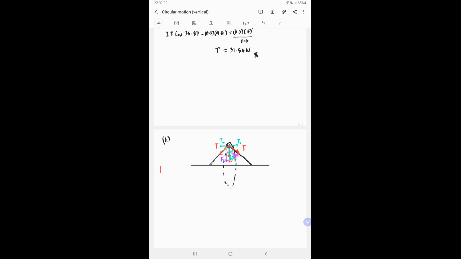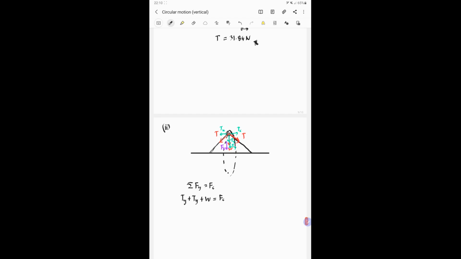So Ty is positive, same direction as Fc. Also the second Ty, also W. So what is the equation now? Again, the sum of Fy equals Fc. On the y component, what we have now is Ty plus Ty plus W equals Fc. Everything is just plus, because all the forces are directed downward, the same direction as Fc.